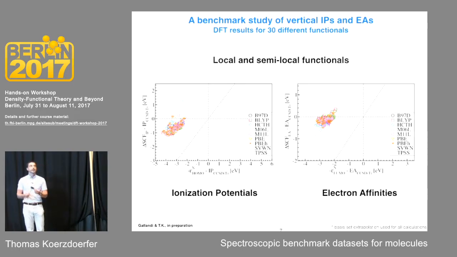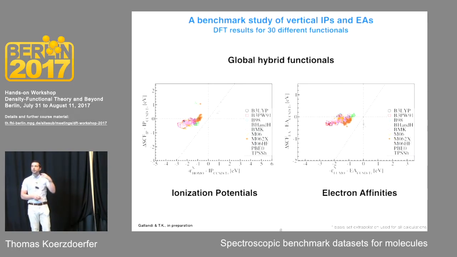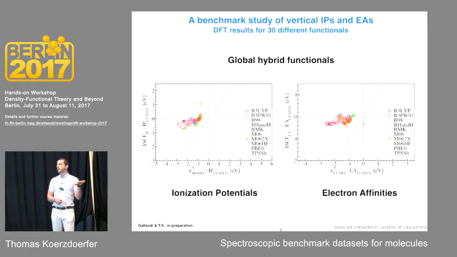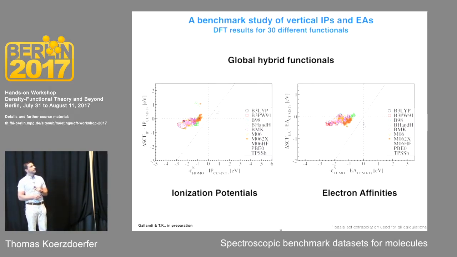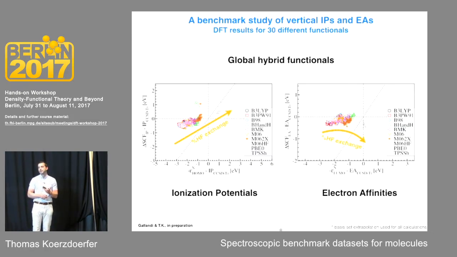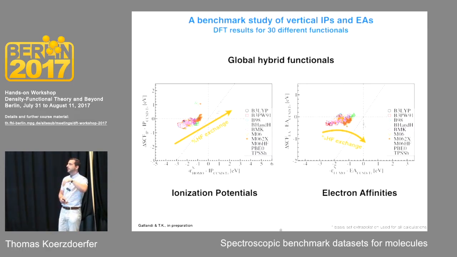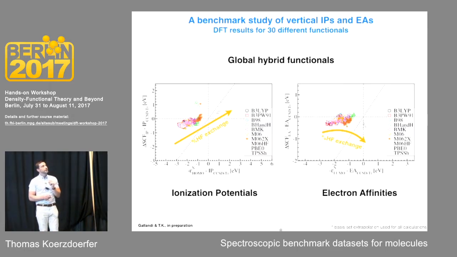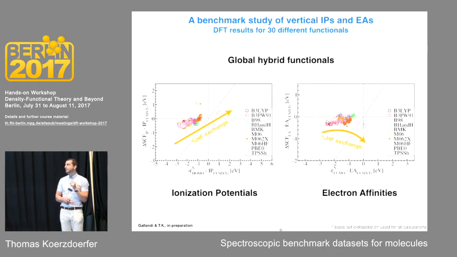So let's do it more accurately. Let's do hybrid functionals, and I start with global hybrid functionals, where the amount of Hartree-Fock exchange is the same everywhere. So you mix in 10, 20, or whatever amount of Hartree-Fock exchange. These are the ionization potentials, and these are the electron affinities. You see there's clustering of results, and if you look closer, there's a trend with the amount of Hartree-Fock exchange that you use. For the ionization potentials, the trend is rather clear: your HOMO eigenvalue goes down, so the negative HOMO eigenvalue goes up as soon as you include more Hartree-Fock exchange. For the electron affinities, it's a much more complicated behavior, but you can actually understand that.